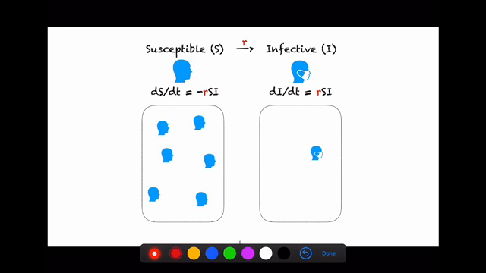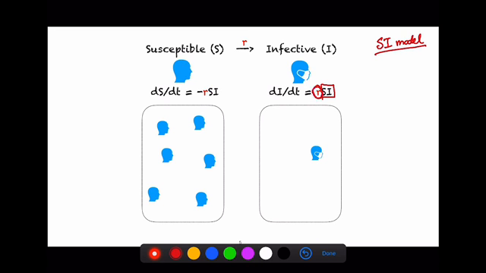So for simplification, we don't think about the recovered population now. We only think about the susceptible to infective population, and of course this model is called the SI model, because we think about only S and I. And once again, this is what I have already covered. When S and I meet, an infected population appears per some change in time, which is the ratio R.